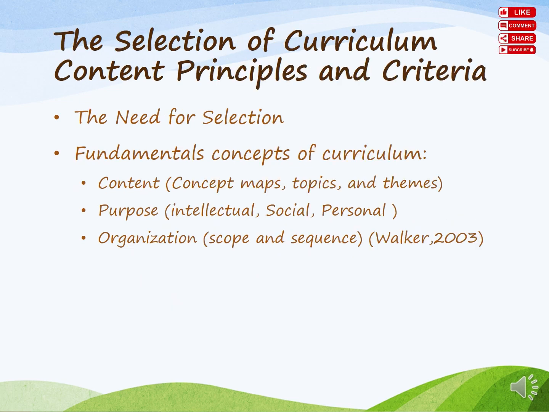Now, the selection of curriculum content: principles and criteria. The need for selection is based on the fundamental concepts of curriculum. In this, the first is content, the second is purpose, the third is organization. In content, the concept maps, topics, and themes of the curriculum are the content. Next is purpose, like intellectual, social, or personal purpose. Next is organization, like scope and sequence.